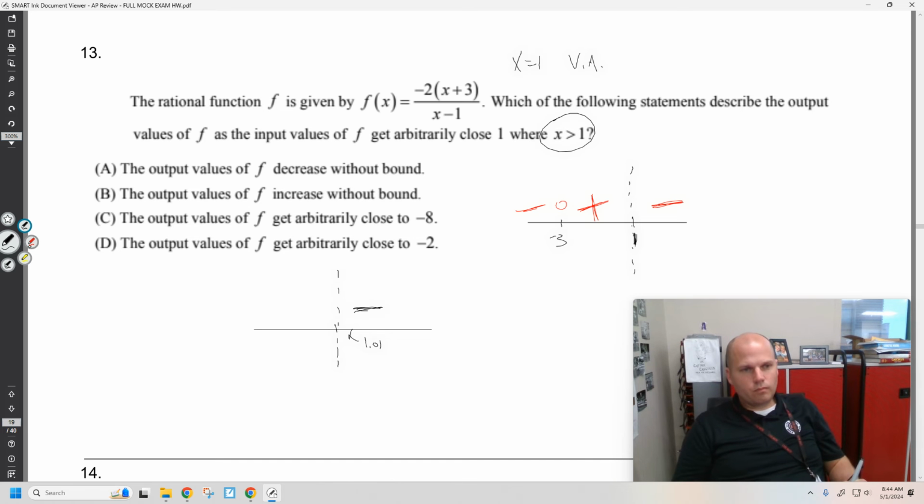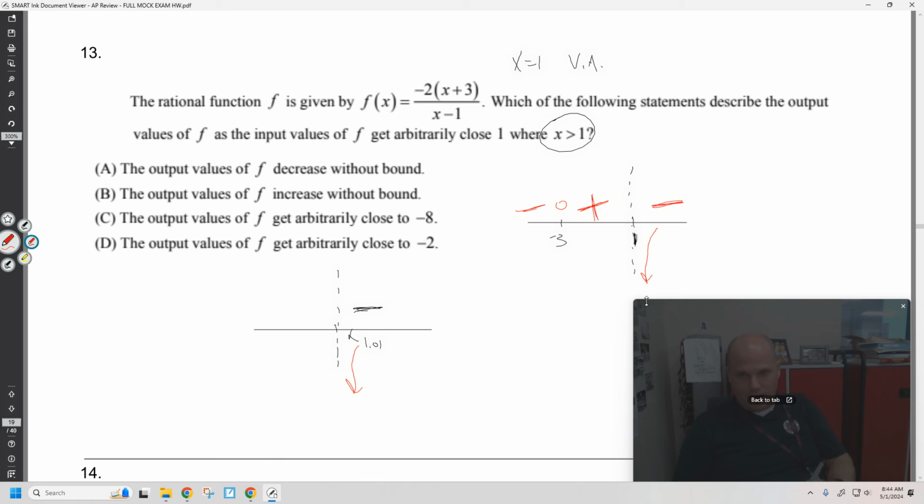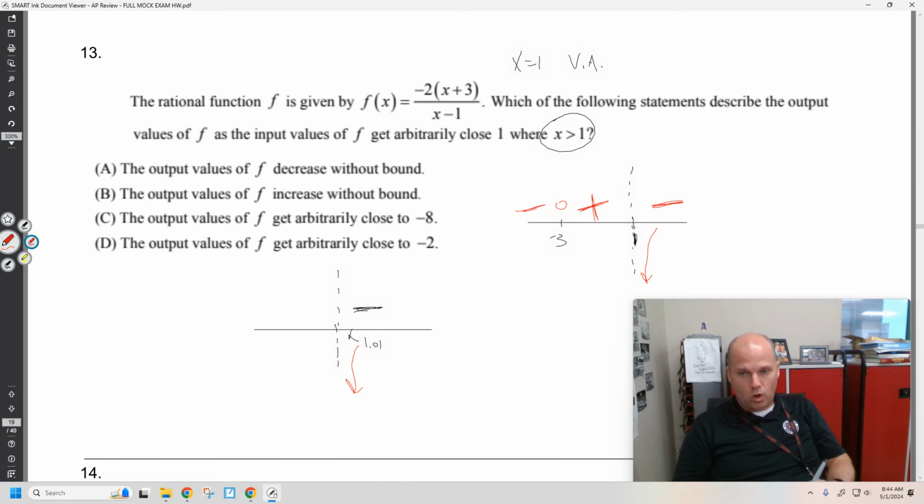So your rational function's behavior around this vertical asymptote is going down to negative infinity as I approach 1 from the right, going up towards positive infinity as I approach 1 from the left. As the input values get closer to 1, but for x bigger than 1, I see I'm going to negative infinity. My output values are decreasing without bound. The limit notation for this is the limit as x approaches 1 from the right of my function is negative infinity. You could also talk about 1 from the left being positive infinity.